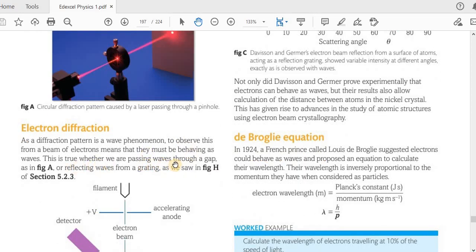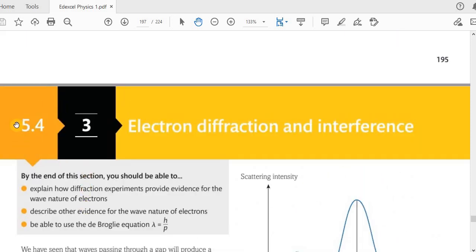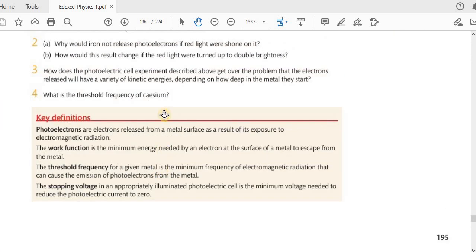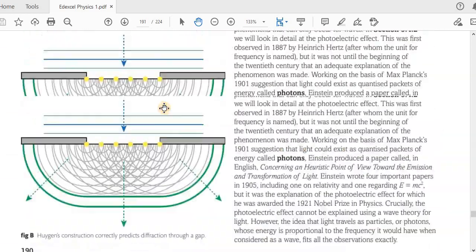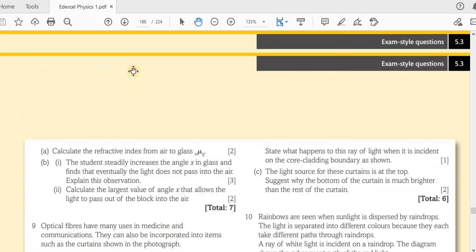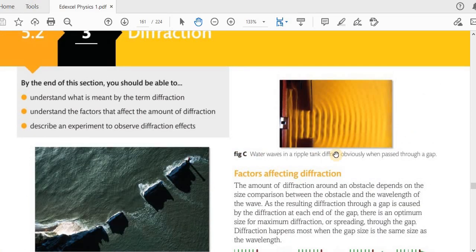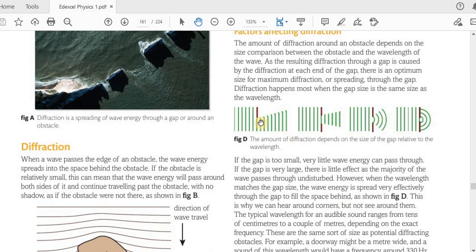This is true whether we are passing waves through a gap, as in figure A, or reflecting waves from a grating, as we saw in figure H of section 5.2.3. Now we are in 5.4.3. So if you go back to 5.2.3, you can see it. Let's quickly go up. Alright, so you can see 5.2.3. This is diffraction of waves. See, this is the single slit or aperture, also called hole. Then you have diffraction like this.